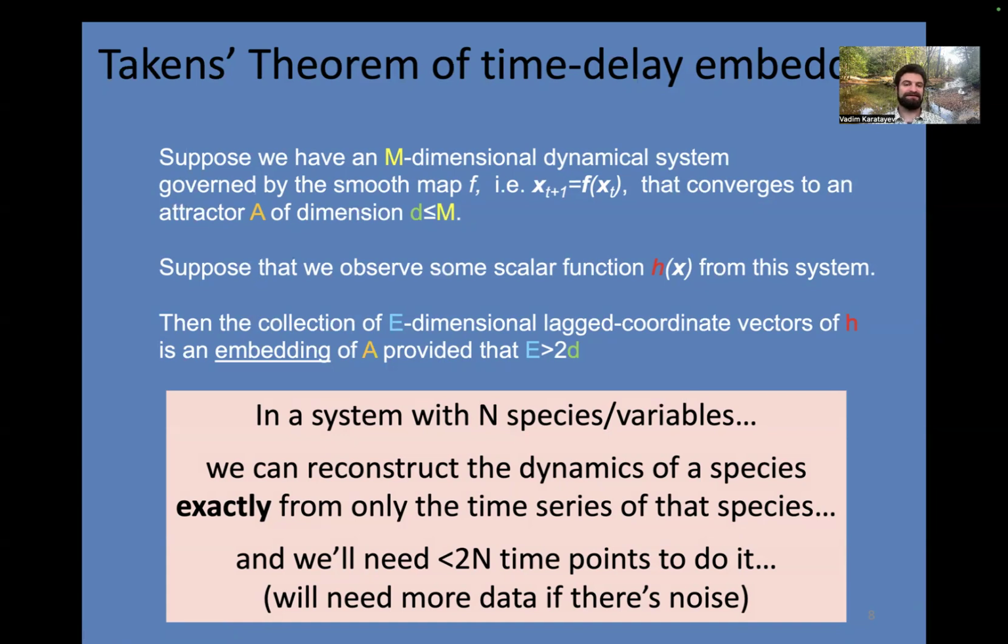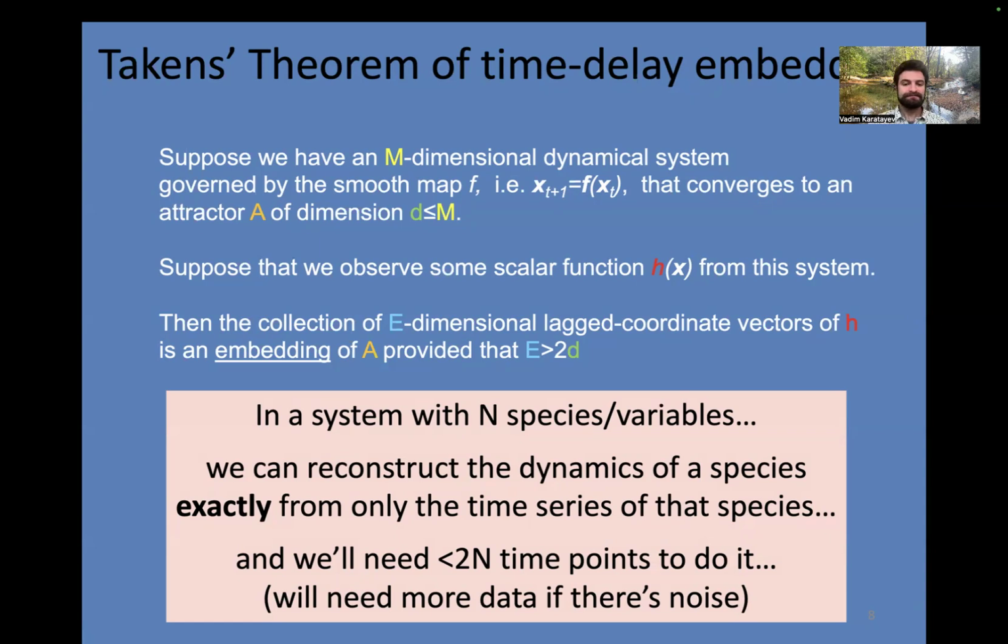Okay, so Floris Takens had this beautiful theorem on this, and you can read it on your own time. But what it boils down to is that if we have a system of n species, or maybe environmental variables are also important, we can reconstruct the dynamics of any one of those species exactly just from the time series of that species. Okay, we can account for all the dynamics in the system as they influence that species using just one time series. Okay, one slice of the system. And the length of that time series that we'll need is less than 2n.